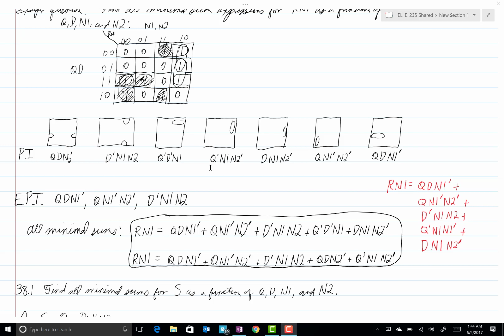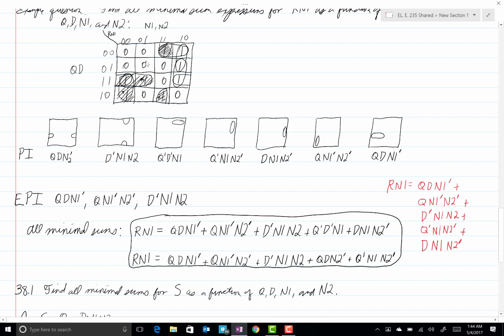Hi everybody, there was a slight omission in the last example worked in lecture 38, so I wanted to address that now and make sure that it didn't cause any confusion. So you will remember that in that example we were finding all minimal sums for Rn1 as a function of Q, D, N1, and N2.